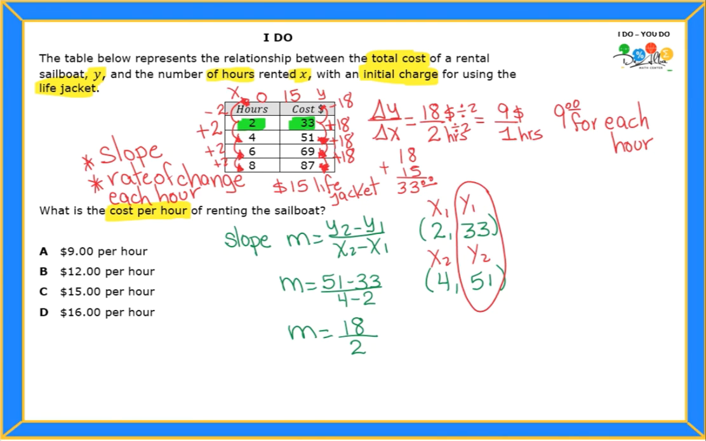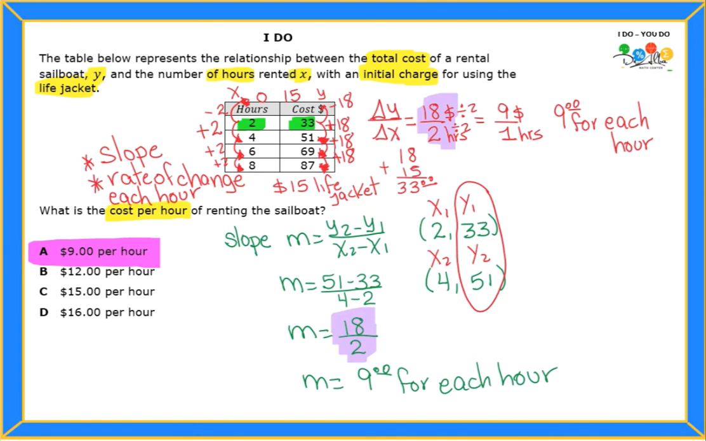And right now, I want you to look at those numbers and the ones above. What do you notice? They're the same, right? They should be the same because remember, slope and rate of change is exactly the same. So go ahead and simplify this. 18 over 2 or 18 divided by 2 gives me a 9. So this is $9 for each hour, or $9 per hour. Very good. So what's my answer for this? Do you see that? The answer should be letter A. Very good.